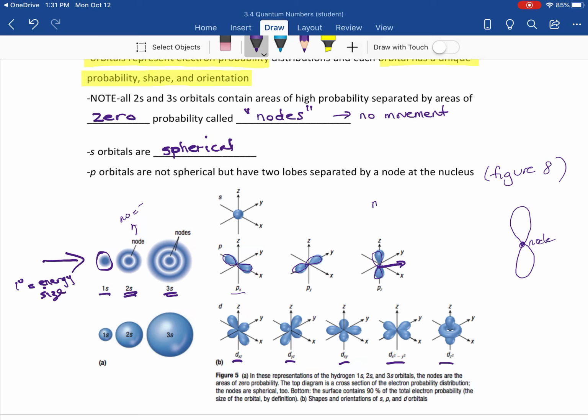Because n equals 1 is S. N equals 2 can be S and P. And P is represented by -1, 0, 1. D is represented by -2, -1, 0, 1, and 2. So see how there's 5 orientations? That's how that happens. Okay? Because my L is equal to 2. My L is equal to 1. My L is equal to 0.